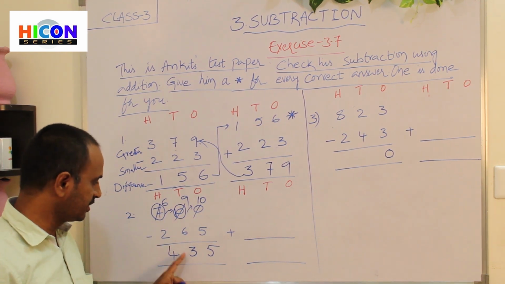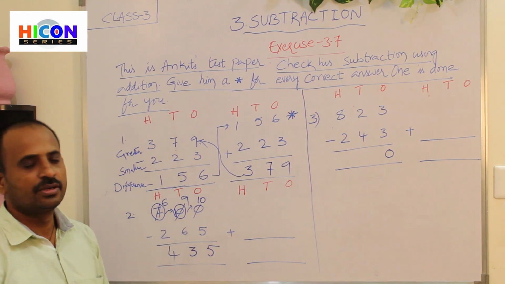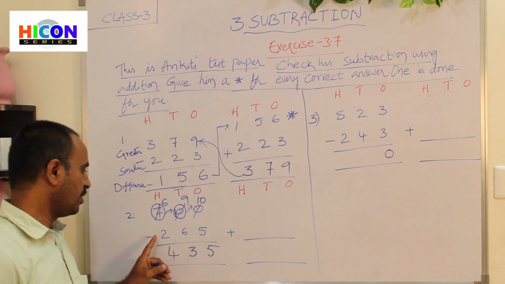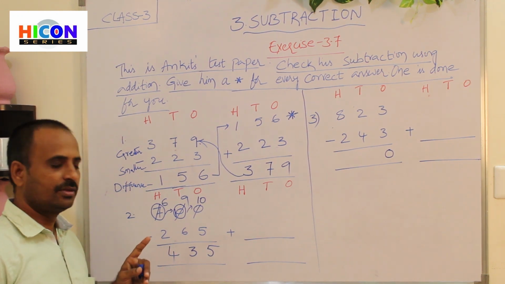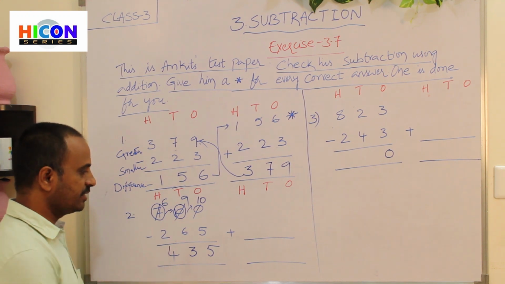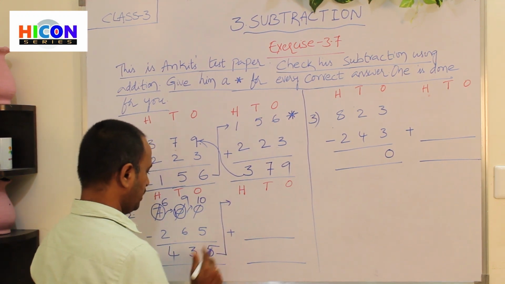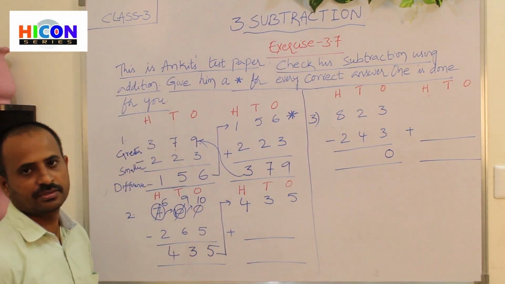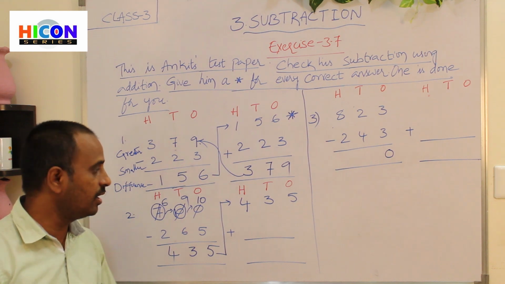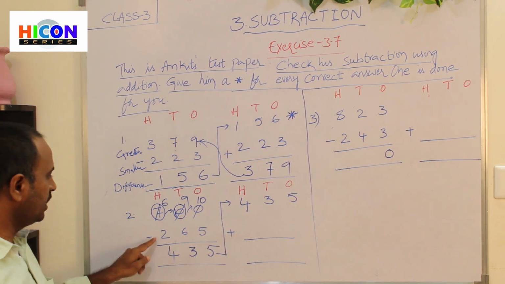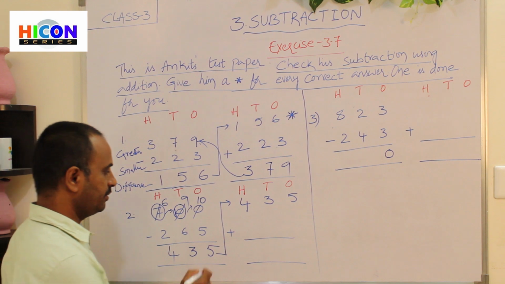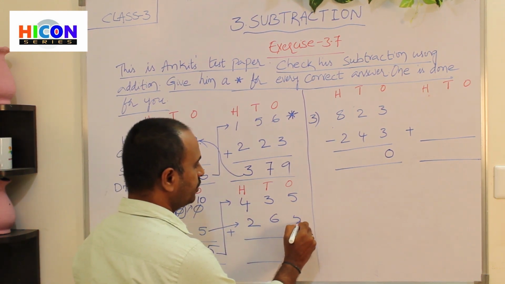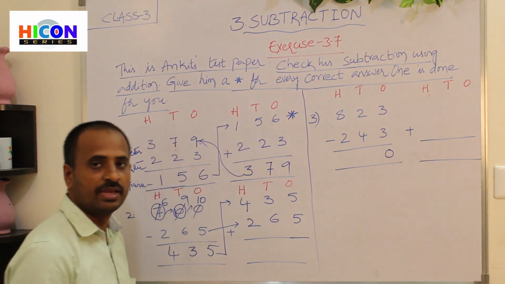Now we can verify this subtraction by using addition. In addition, what do we have to do? We have to add the smaller number to the difference. So first write the difference. What is the difference? 435. So first write the difference here. Next, add the smaller number to the difference. What is the smaller number here? 265. So 265 is the smaller number. So write 265. Now do the addition.